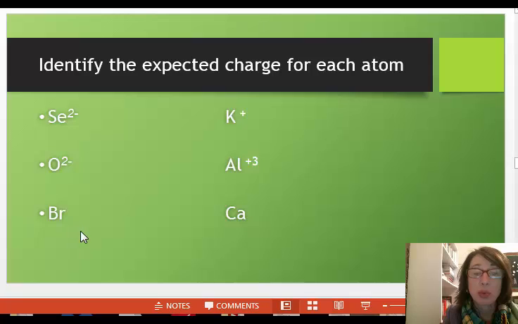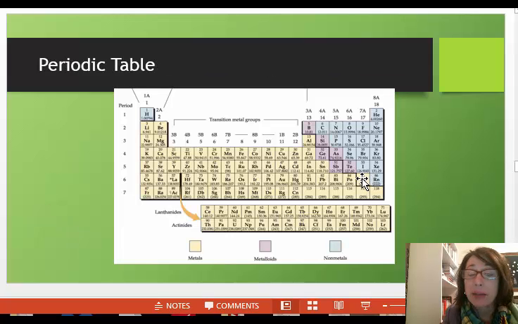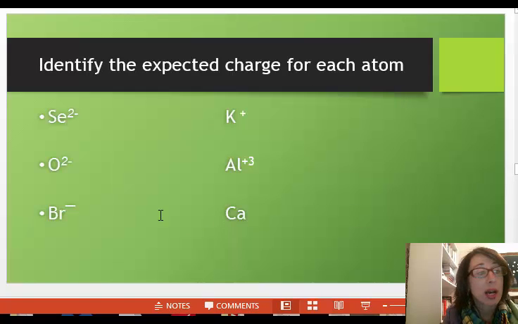Next is bromine. Notice that it is in family 7A, so it has 7 valence electrons and only needs 1 electron to gain a noble gas configuration. Thus, bromine forms an ion with a -1 charge. Bromine is a nonmetal and forms an anion by gaining 1 electron.